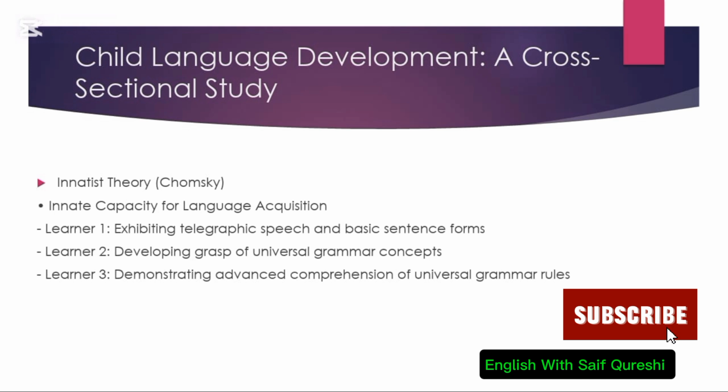So in short, this theory says that children have an innate ability for language use, for language learning. From age 3 to 4, they use simple sentences. From 5 to 7 years, they start to understand universal grammar rules, and at the age of 8 to 10, learner 3, they show a good understanding of these rules.